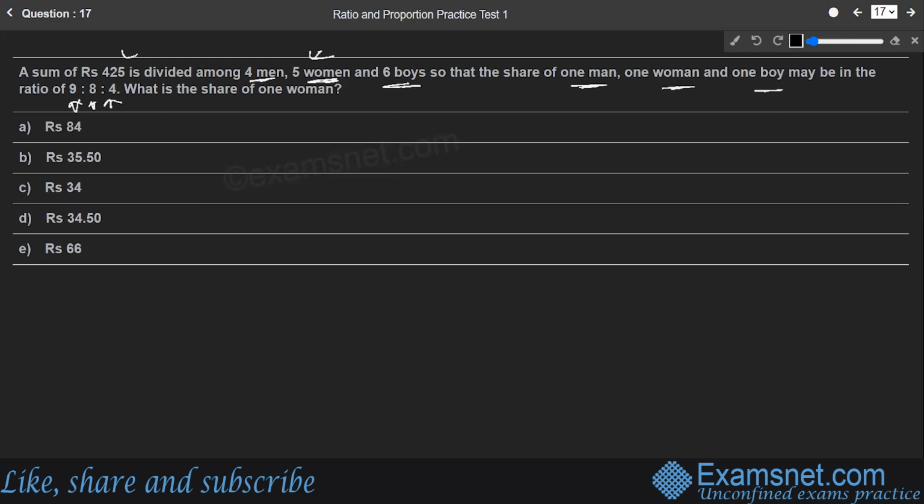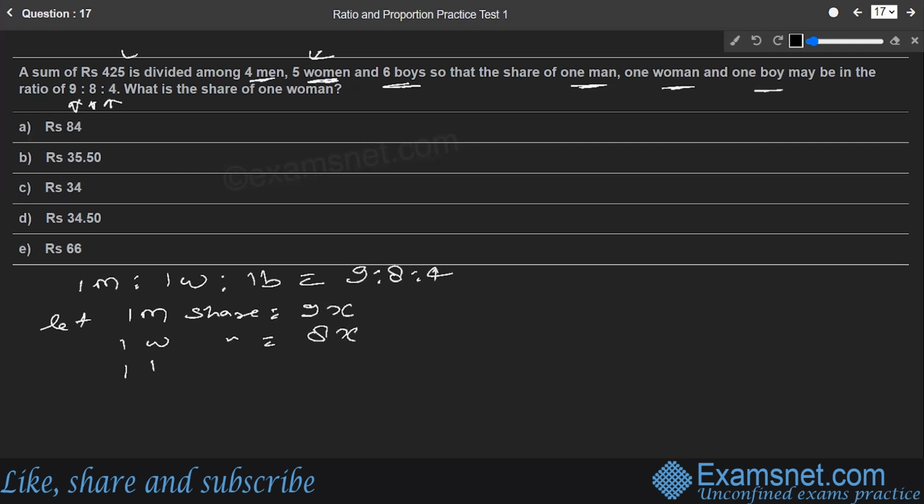Okay, so let us begin the question from here. They say 1 man is to 1 woman is to 1 boy. The share is in the order 9 is to 8 is to 4. So let us say the 1 man's share is going to be 9x. Similarly, 1 woman's share is 8x and 1 boy's share is 4x. What we have done is converted the ratios into real-time share values. 9x, 8x and 4x rupees are the share of 1 man, 1 woman and 1 boy respectively.